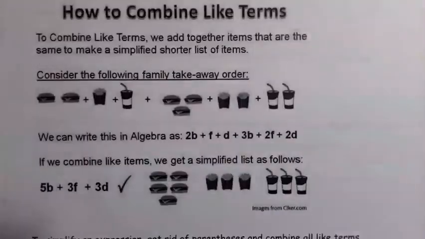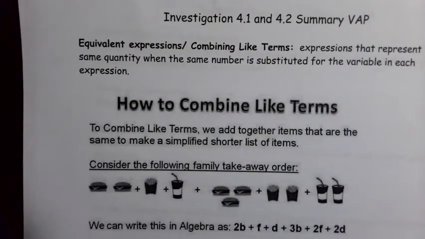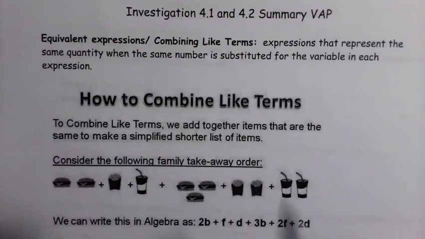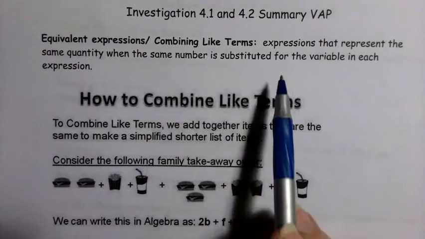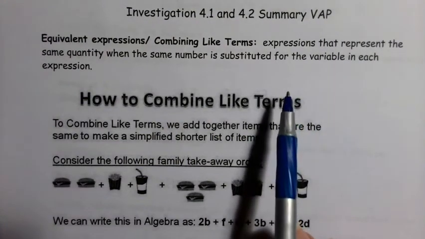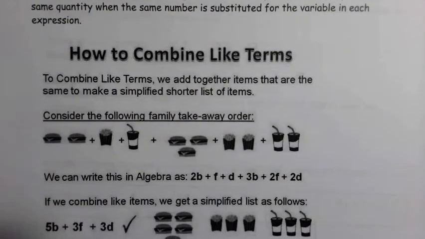Well, we're going to write equivalent expressions, or what we call simplifying like terms. So an equivalent expression, or combining like terms. Expressions that represent the same quantity when the same number is substituted for the variable in each expression. So that would be an equivalent expression. To combine like terms, we add together items that are the same to make a simplified, shorter list of items.